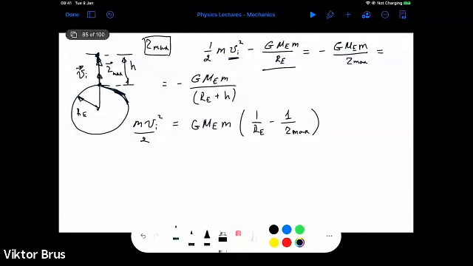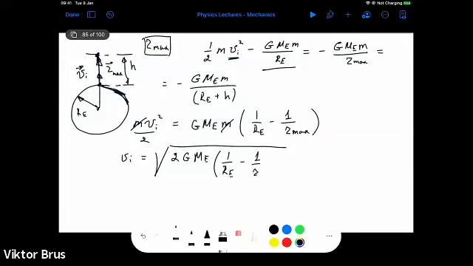Now we can express our initial velocity as square root of 2 times G mass of the Earth. Here we cancel out these masses, divided times 1 over radius of the Earth minus 1 over R max.